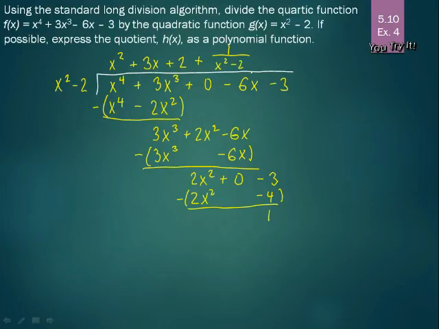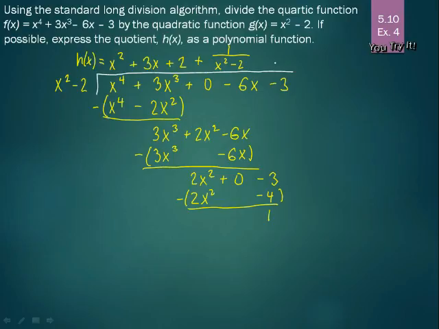Because we have that remainder, h of x, the quotient there, will not be a polynomial function, but we can express it as a rational function, which would just be h of x equals x squared plus 3x plus 2 plus 1 divided by x squared minus 2.